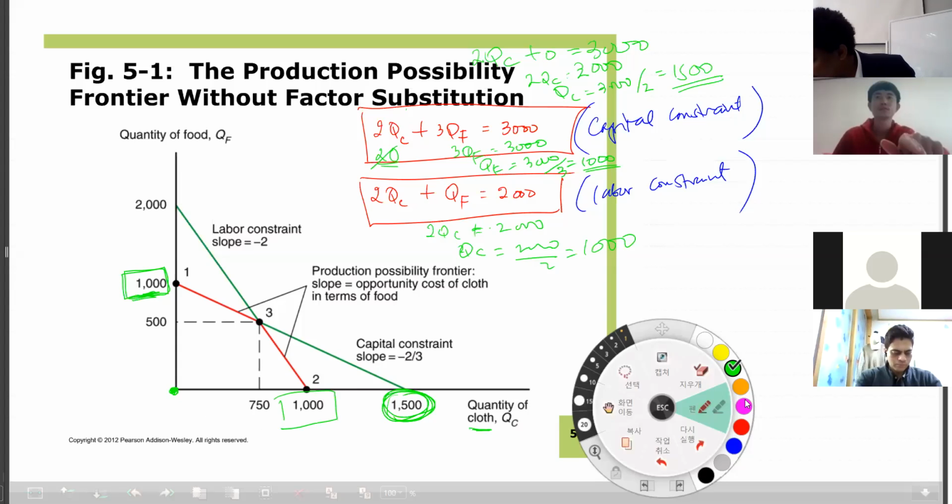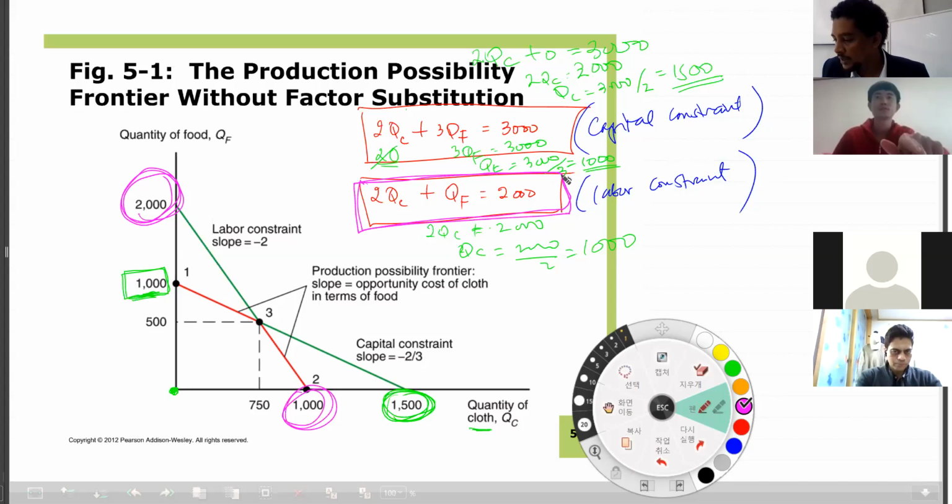Okay, let me use a different color for this one. Let's use this one. And this is for the labor constraint. If we produce only food, so QC is equal to 0, so QF is equal to 2000, right? So we can produce 2000 food. So take the pink for the labor constraint, and the green one will be for the capital constraint.